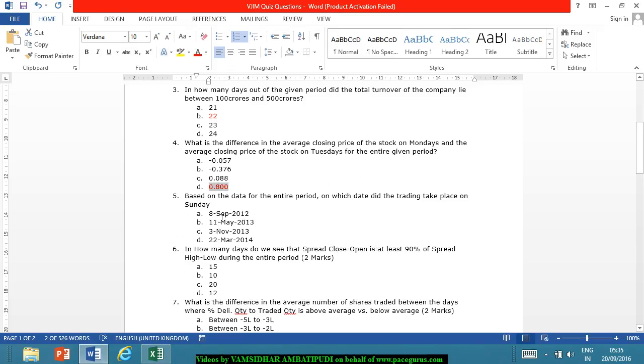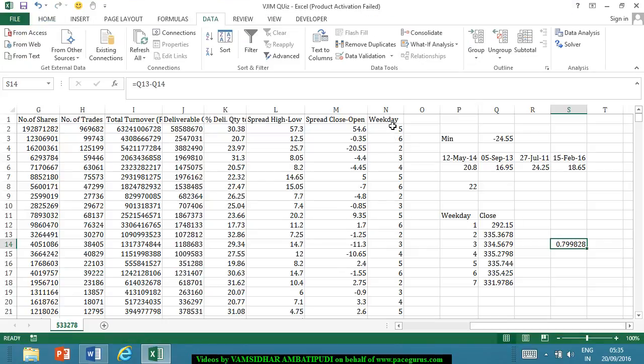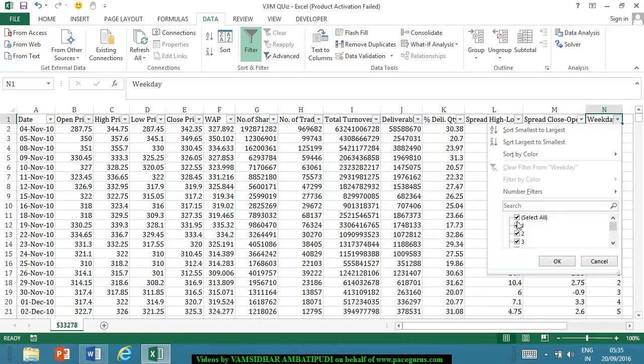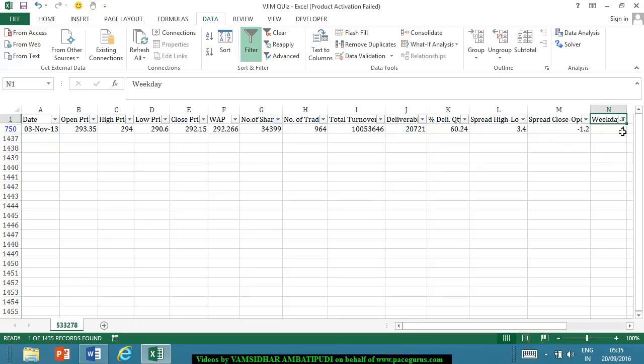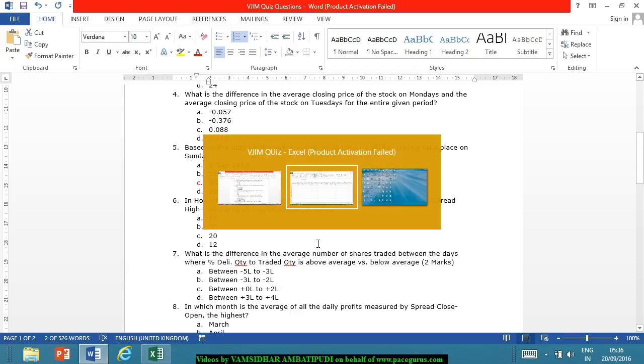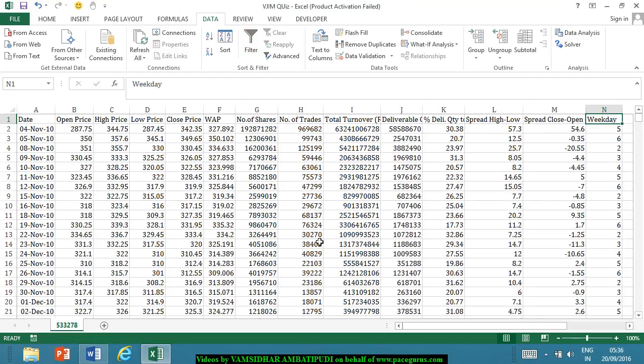Right? Then, based on the data for the entire period, on which date did trading take place on a Sunday? Now that we have already found out the weekdays, I can simply filter on weekday, wherein I will choose only the Sunday. So there is only one Sunday on which the trading has happened, and that is 3rd November 30. So directly I'll mark my answer as 3rd November 30. Alright, again let me remove the filter.